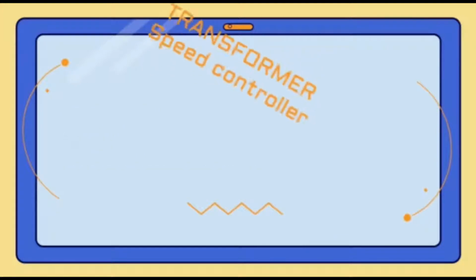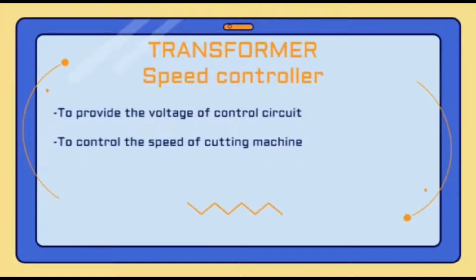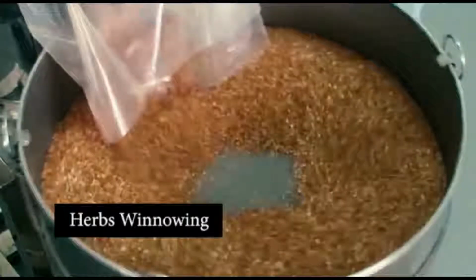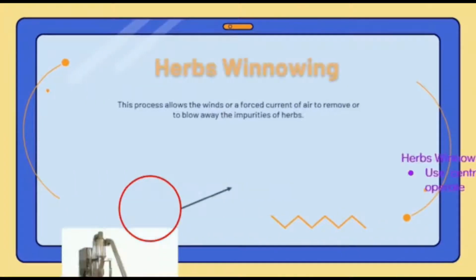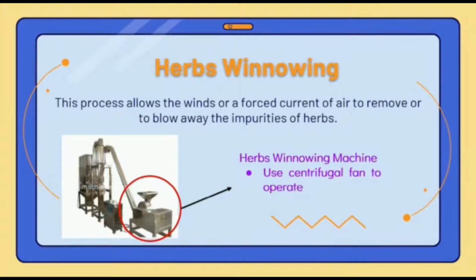A transformer named transformer speed controller is used to provide the voltage of the control circuit and control the speed of the cutting machine. Next is herbal winnowing. Herbal winnowing is a process that allows the wind or a forced current of air to remove the impurities of herbs. Generally, a centrifugal fan is used in the herbal winnowing machine.